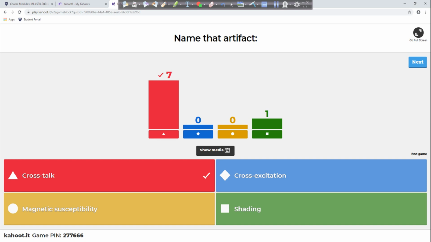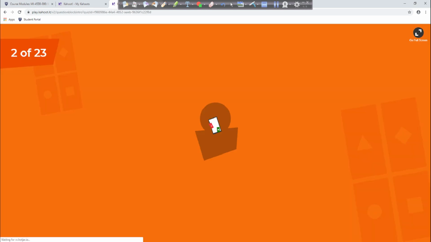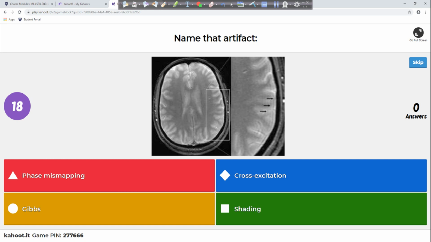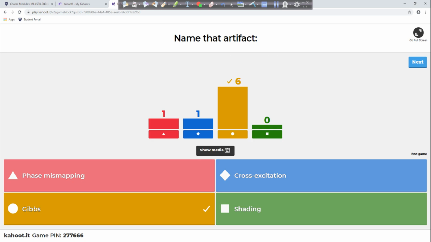All right, crosstalk. Going through that spine. Gives high and low signal intensity.